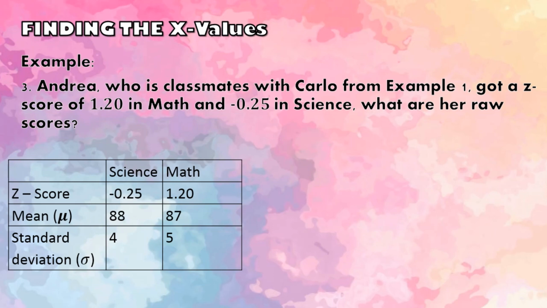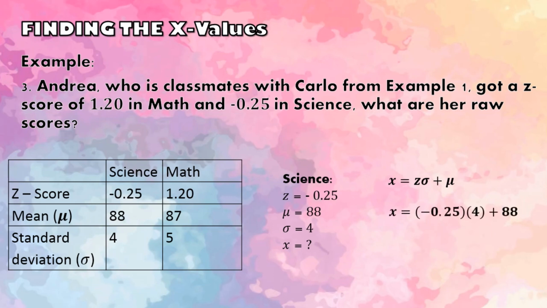Let's have the solution for science. Let z be equal to negative 0.25, the mean is equal to 88, the standard deviation is equal to 4, and the missing is x, which is the raw score. Using the formula of normal distribution, which is x is equal to z-score multiplied by standard deviation plus the mean, simply substitute all the given values to the formula. Therefore, Andrea's score in science is 87.